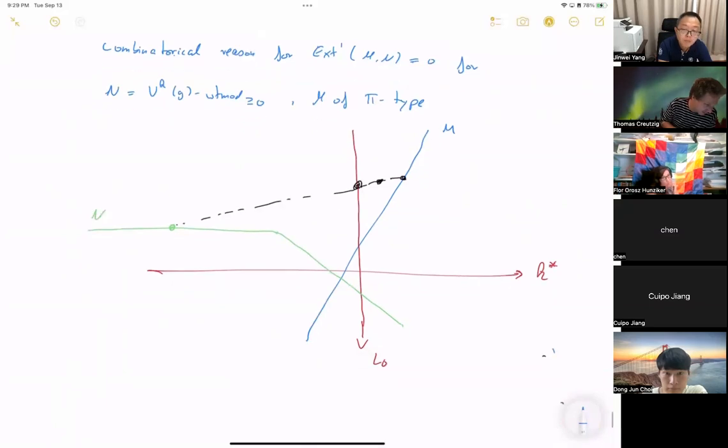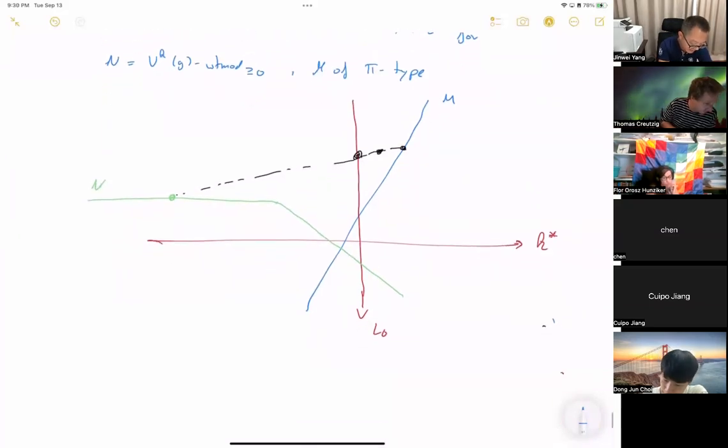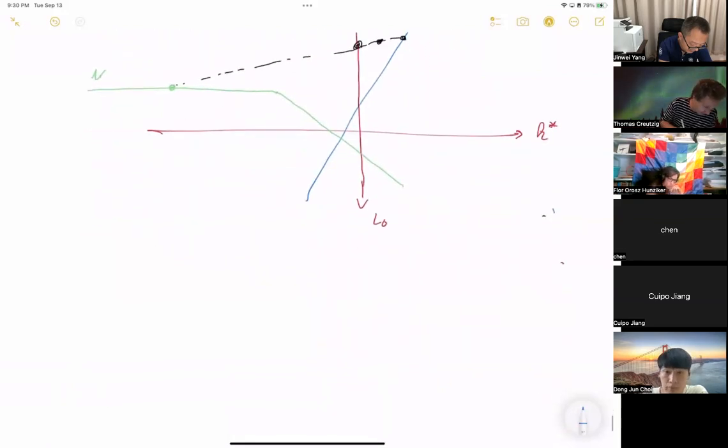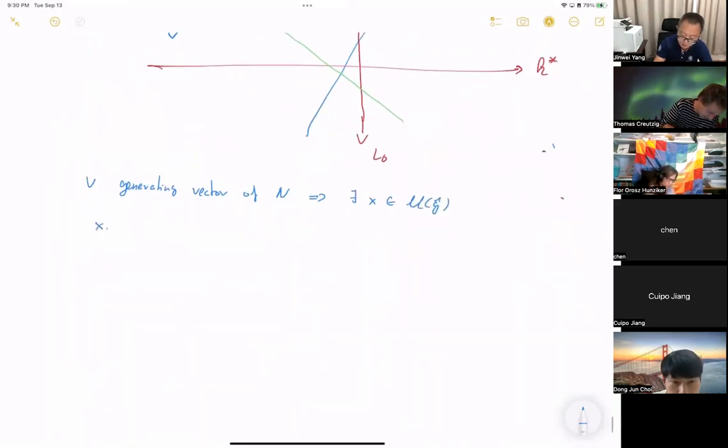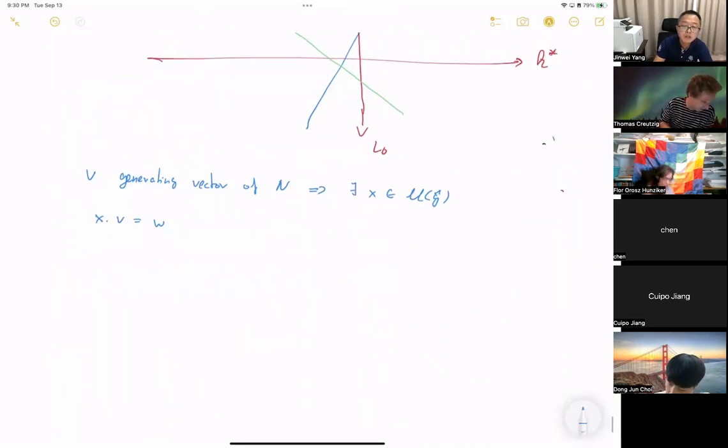It's probably best if one writes it down for oneself once, for example with SL2. Anyway, if here we have the vector v, and here w, and V is a generating vector of n, and we have such an extension, then there must exist an element in the universal enveloping algebra such that this element maps our given generating vector to a chosen vector of m, of the module we extend by.